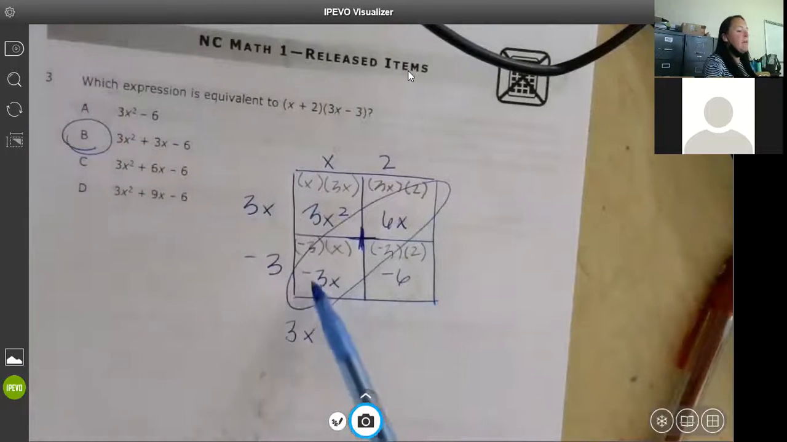Same thing as 6 minus 3. They're not going to give you hard problems, guys. It's not how it works.